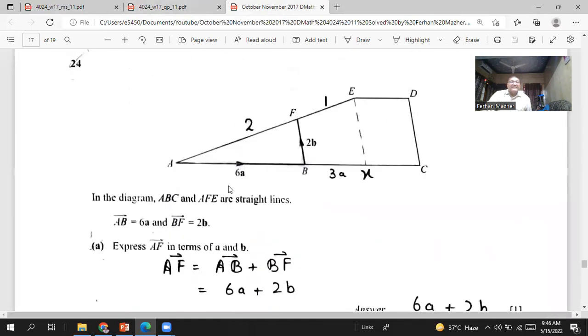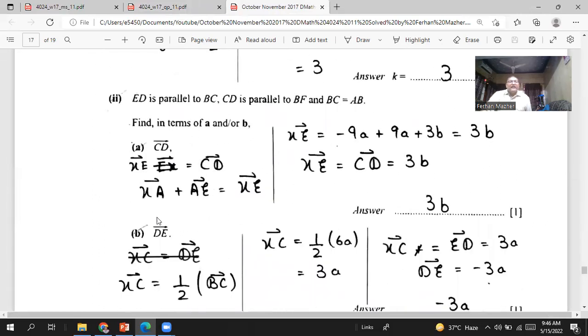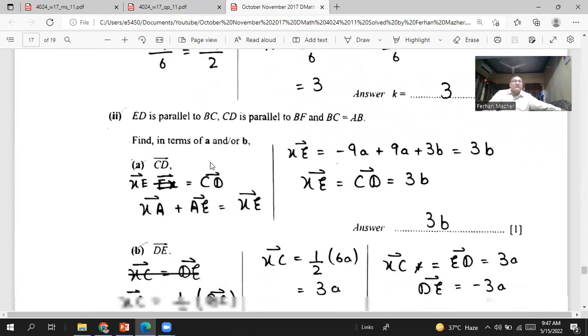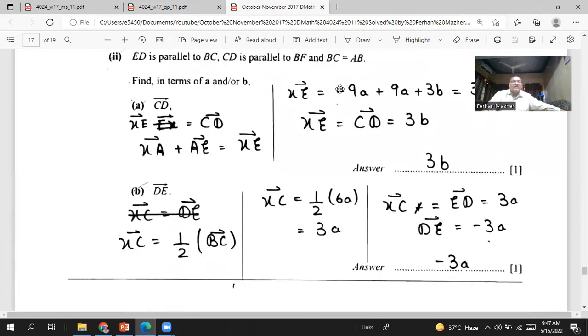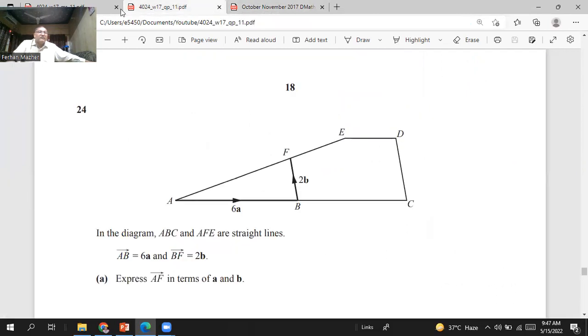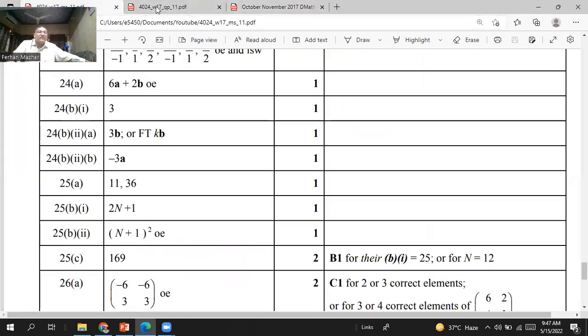CD is equal to XE, and XE is XA plus AE. We already know that XAE will be equal to minus 9A plus 9A plus 3B, so it will be 3B. So XE will be equal to CD, and that will be equal to 3B. A tricky part. 3B is the right answer.